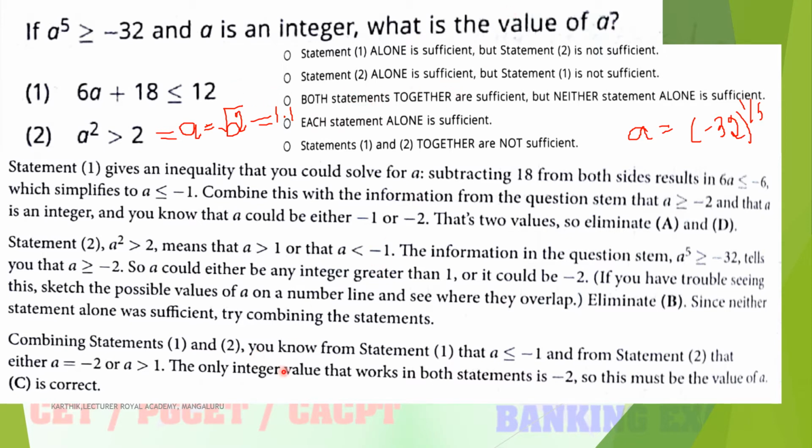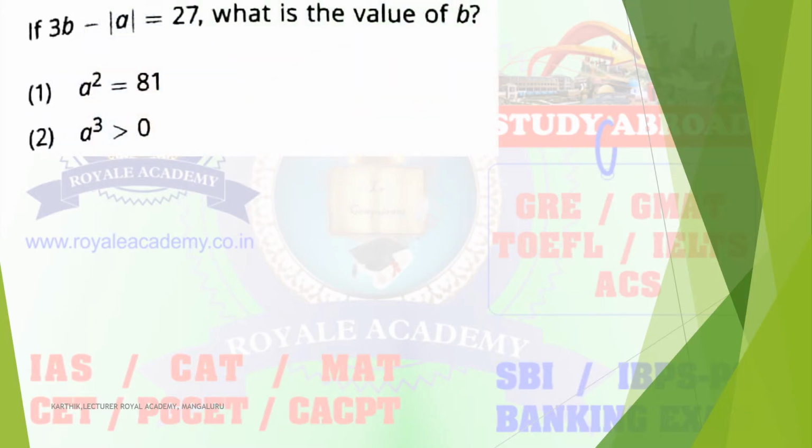So option C is correct. So the value of a is -2. That answer is not required for this type of question. Answer C is correct. So we'll see the next type of problems. It is a little bit difficult, so we'll see the next type of problem.